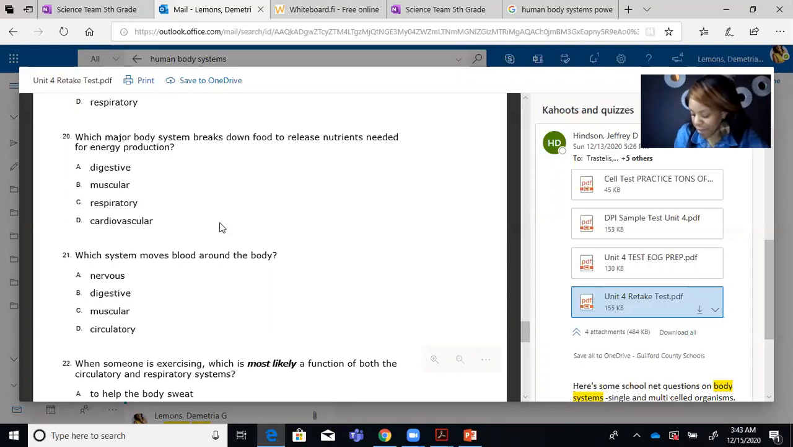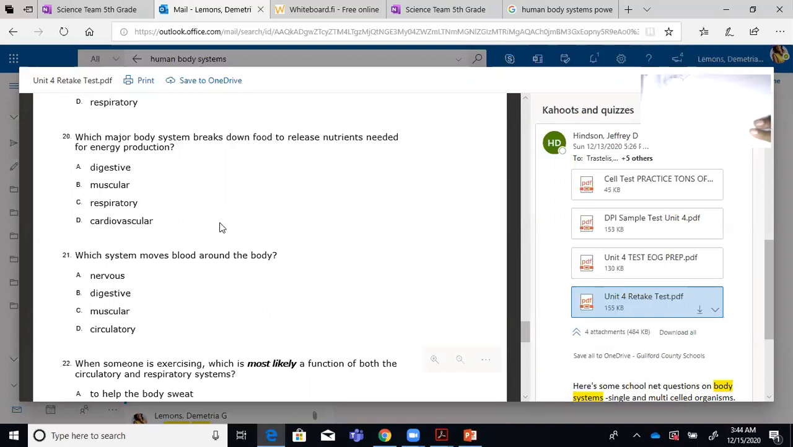We look at A, B, C, and D. A, digestive, definitely breaks down food. Muscular, the main function of the muscle is to move the body. Respiratory is to help you breathe. Cardiovascular is to pump blood through your body, through your heart, cardio. So which one matches my answer choice, breaks down? A. And let me show you what I put on my paper so you'll understand that process. That's me showing my work.